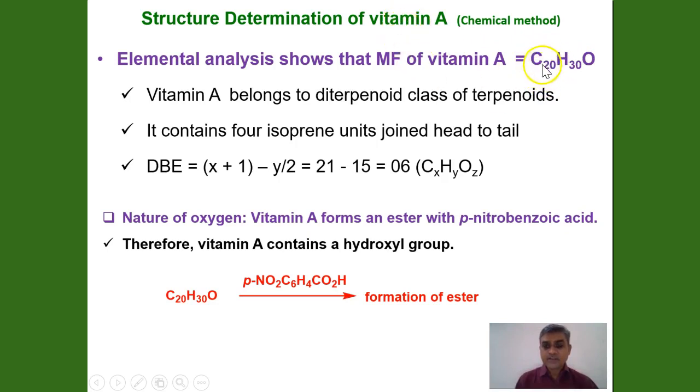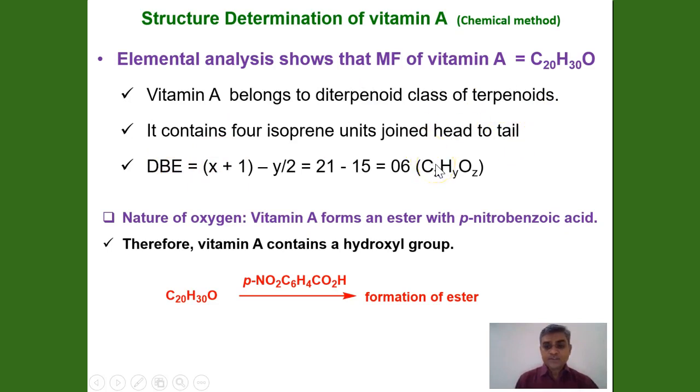Since it contains 20 carbon atoms, we can assume that there are 4 isoprene units, and according to the isoprene rule, they may be joined through head-to-tail linkage. Since it contains 20 carbon atoms, it belongs to the class of diterpenoids. Another piece of information we get from this molecular formula is the degree of unsaturation, or the double bond equivalence. Double bond equivalence, or degree of unsaturation, means how many double bonds or how many rings vitamin A contains.